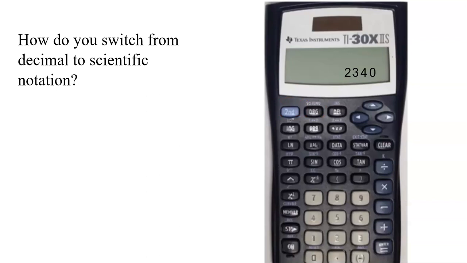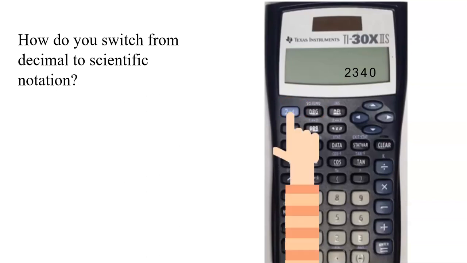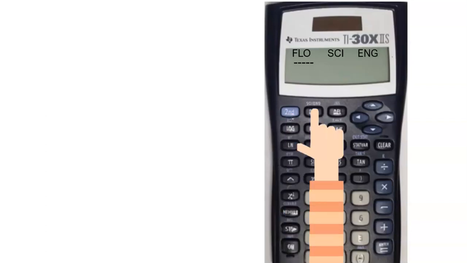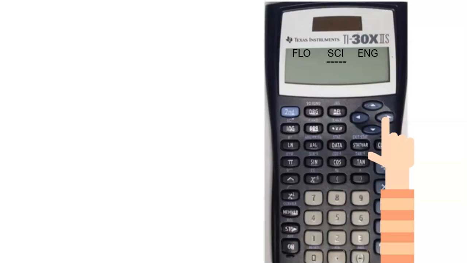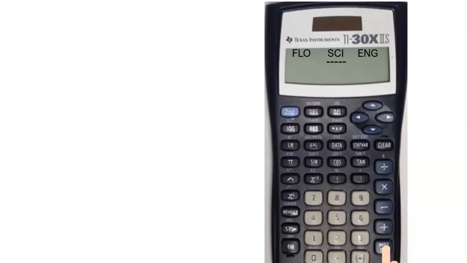All right, so if you hit the second function button, you will see precisely nothing happening. But if after that you hit the button next to it, you can see the menu that's pulled up between floating decimal and scientific notation. So all you have to do is hit those little arrow keys to make it go whichever way that you want it to go. Of course, in this case, we're going to flip it right over to scientific notation. And then when we hit equals, we will no longer have it in decimal form. We'll have it in scientific notation: 2.34 times 10 to the third.